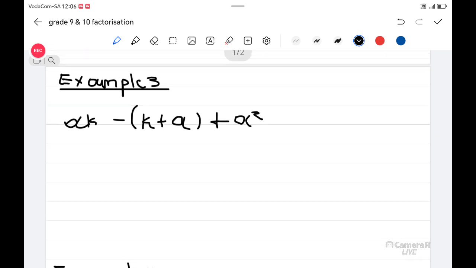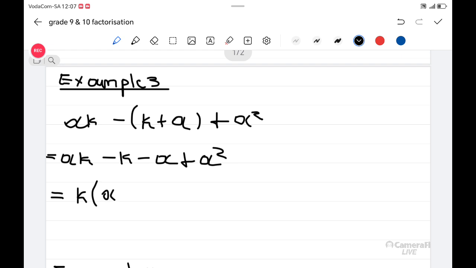Example 3, you do the same thing. You have ak minus k minus a plus a squared. So do the same thing here. So k is the common factor for the first two terms, and then it is k(a). Since k is the common factor, here we only have k. It means we will replace it with 1. It's going to be negative 1. And then the common factor here is a.